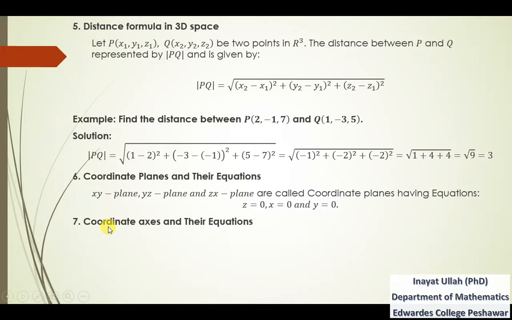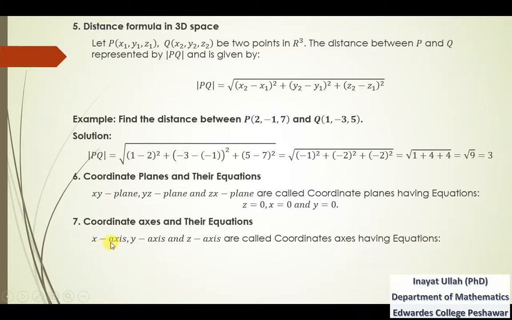Now we have coordinate axes. Axes is the plural of axis. If you write axis with an i, that is singular, and axes with an e, that is plural. So we have 3 kinds of coordinate axes, namely x-axis, y-axis and z-axis. So these 3 are called coordinate axes. And what are their equations?